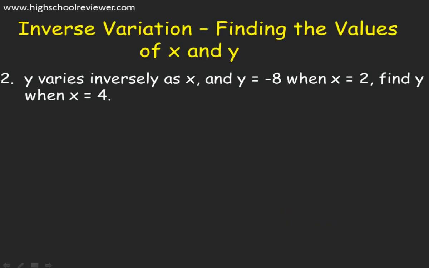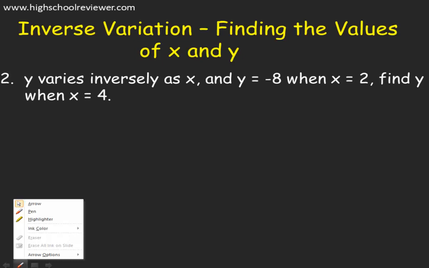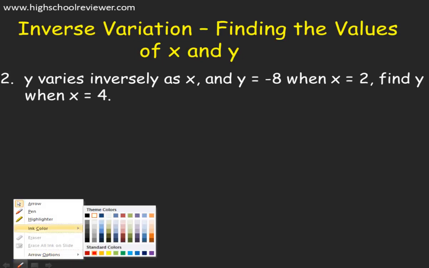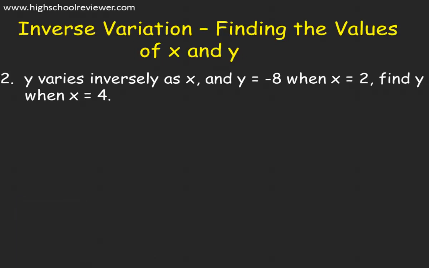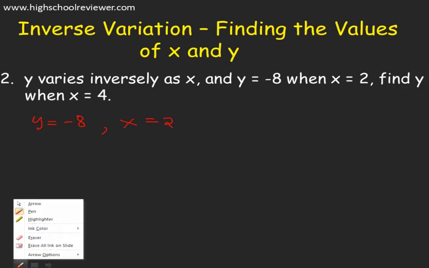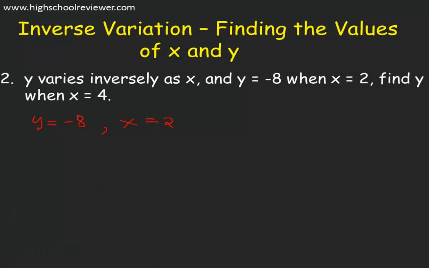Problem number 2. Y varies inversely as x and y equals negative 8 when x is equal to 2. Find y when x is equal to 4. So the first value of y is negative 8, and the value for x is equal to 2. Our equation will be, since y varies inversely as x, y times x equals k.